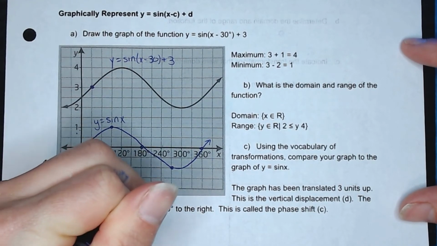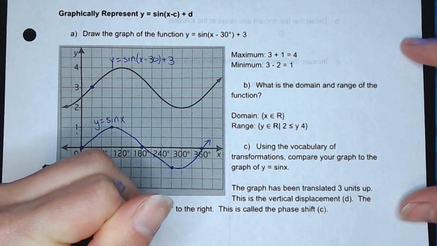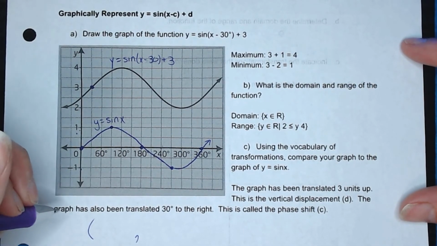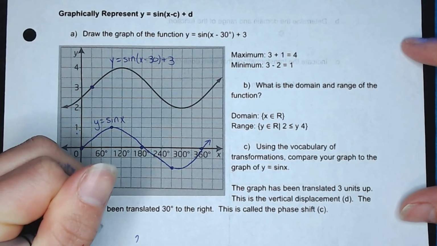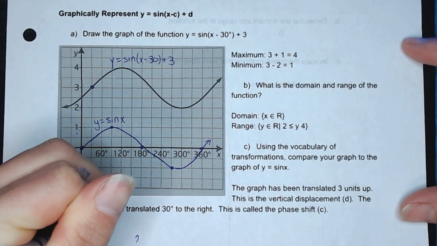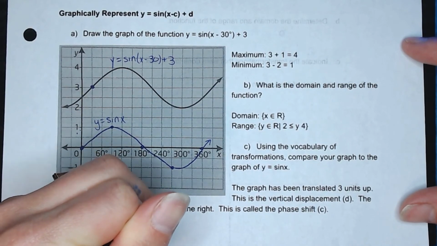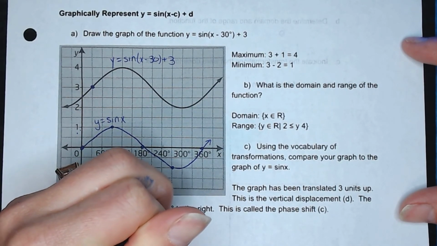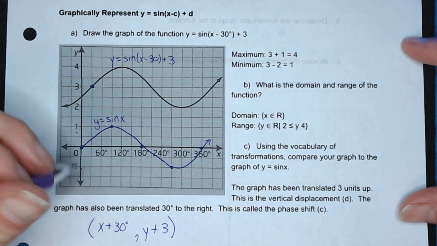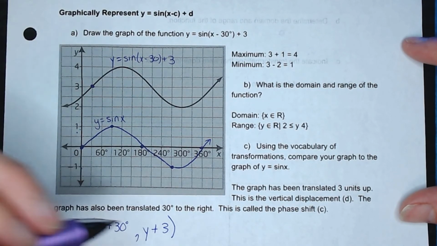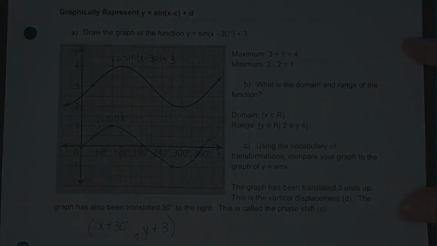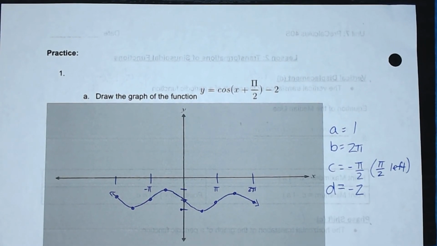So in this example, what would happen to our mapping points? We would have our x values plus 30 degrees and our y values plus 3 units. So if you start at 0, 0, you can just apply those shifts there. Beyond this, you have some practice questions, and you can map out and draw the functions that are given to you.